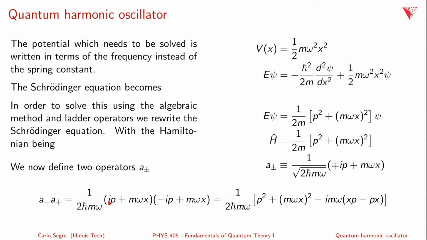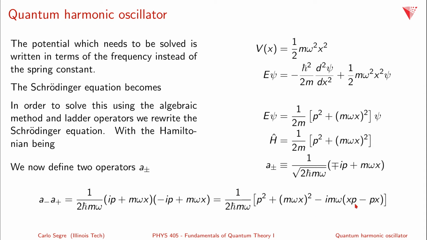The first cross term I'm going to write as ip times m omega x. Okay, so I can factor out a minus i omega x, and I have p minus px here. The other cross product, that is the m omega x times minus ip, I can factor out a minus i m omega, and I get xp. So I get minus i m omega times the quantity xp minus px.